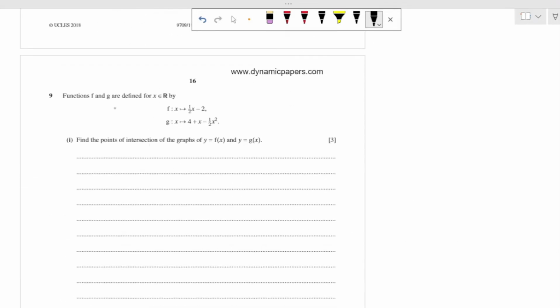Question 9. Functions f and g are defined for x belonging to the set of real numbers by f(x) equals 1 by 2x minus 2 and g(x) equals 4 plus x minus 1 by 2 x squared. Find the points of intersection of the graphs of y equals f(x) and y equals g(x).